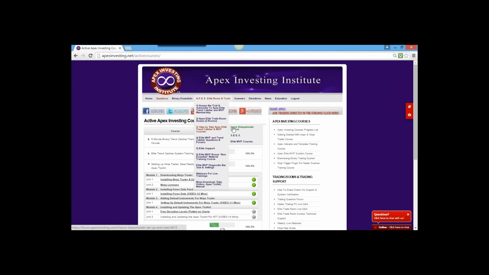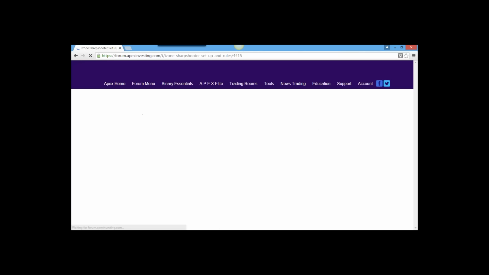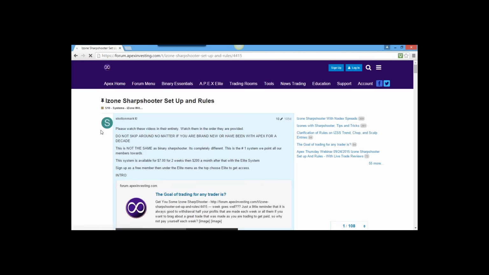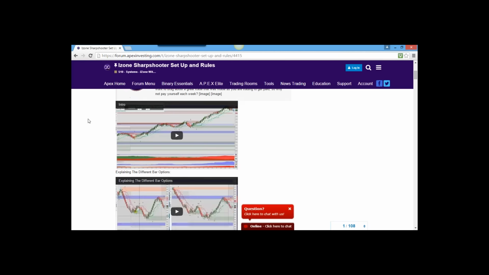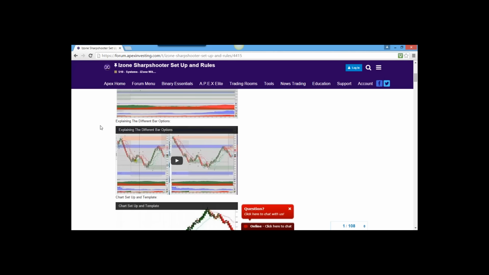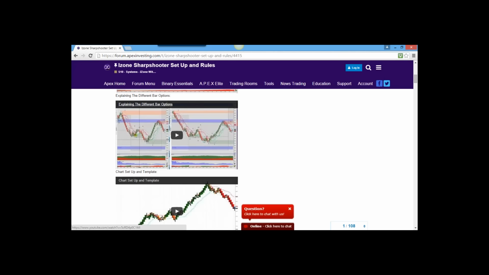What is this? IZONES Sharpshooter course. This takes you to the forum area that's all about IZONES. We have a step-by-step introduction to IZONES Sharpshooter, explaining the different bar options. A couple of you asked about, hey, what are the different bars and different settings? Watch that video to tell you what you can do there.